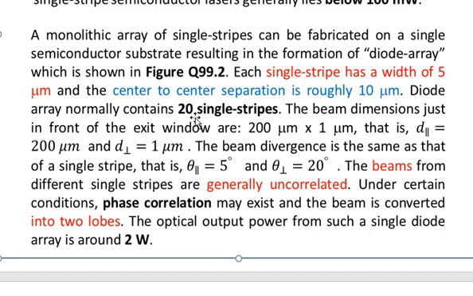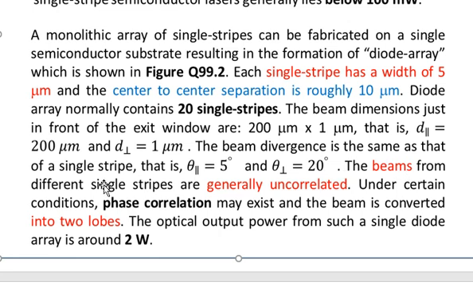Diode array normally contains 20 single strips. The beam dimensions just in front of the exit window are 200 micrometer by 1 micrometer. That is, D parallel is equal to 200 micrometer and D perpendicular is equal to 1 micrometer. This is just in front of the exit window. The beam divergence is the same as that of a single strip. That is, theta parallel is equal to 5 degree and theta perpendicular is equal to 20 degree.